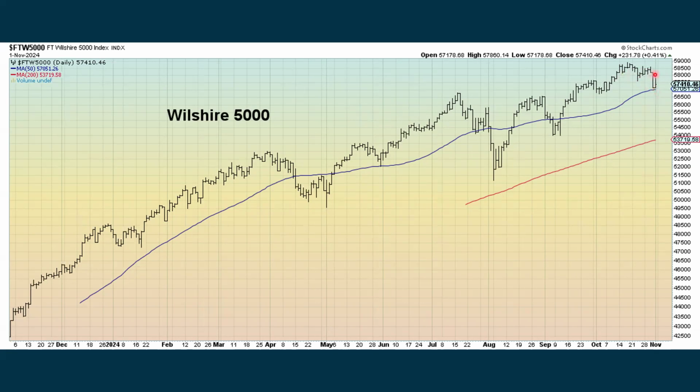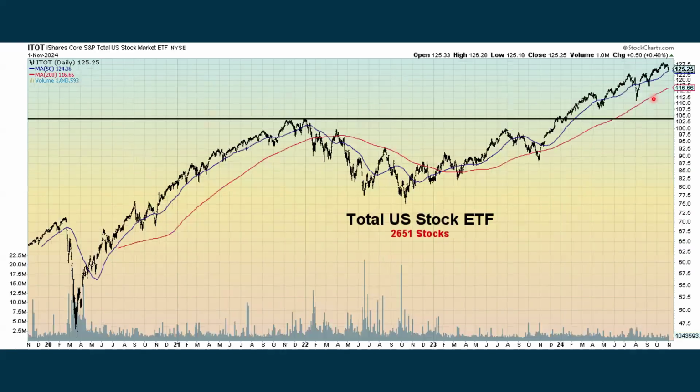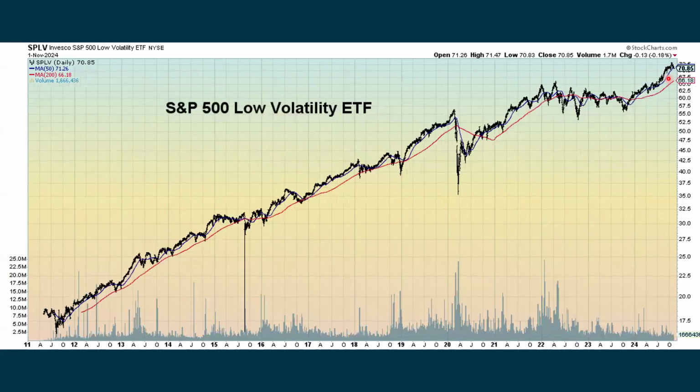We did drop below the 20, so we're negative in the short term, but the intermediate term for right now is holding. The total U.S. stock ETF is also coming down, just about to its 50-day moving average. Low volatility stocks are in an uptrend, although they've been pulling back recently. And the market usually likes these when the market is becoming more defensive.